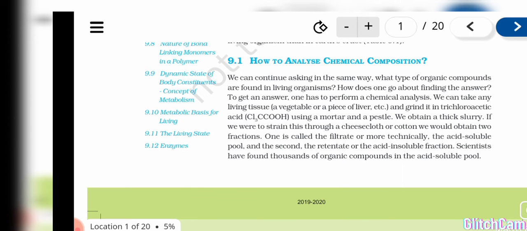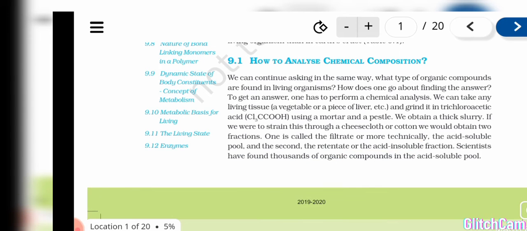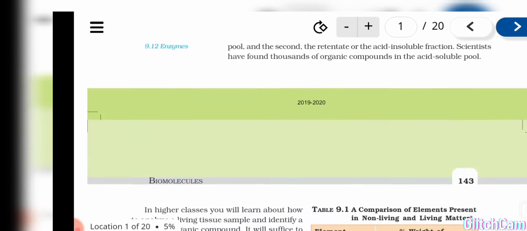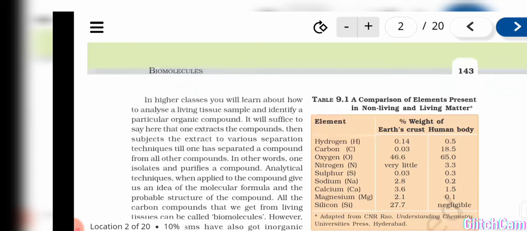The one is called the filtrate, and it is the acid soluble pool. The other one is the retentate, the acid insoluble fraction. So two fractions you will get: one is the acid soluble fraction, and the other is the acid insoluble fraction. Understood? Many of the organic compounds are present in the acid soluble pool.